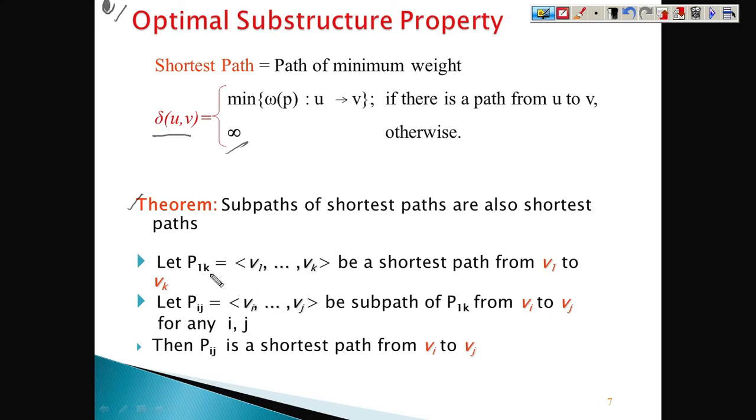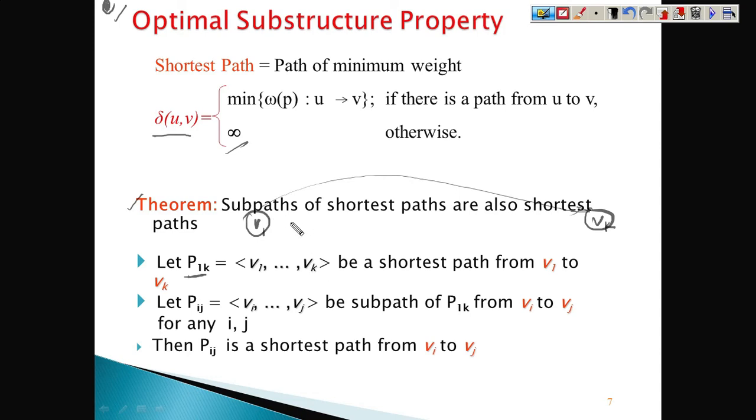So we are assuming that this path is the shortest path, and further we are saying that there is a path pij that is defined using the vertices vi to vj, a subpath of p1k. Means we have one path from v1 to vk. These are the two vertices we want to move between, and to move from here to here we have to go through many different vertices. We have to go through a sequence of vertices.